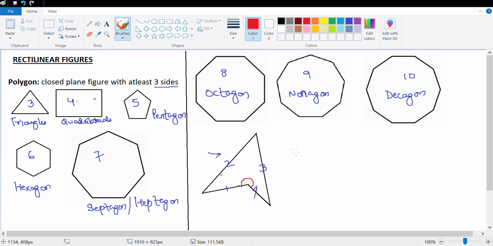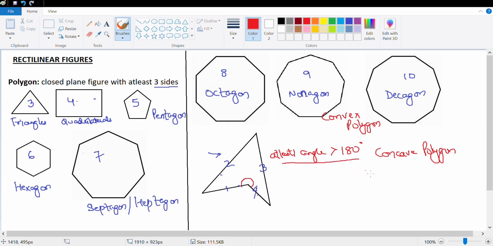So in this, one angle is more than 180 degrees. This could be one or more. So at least one angle is more than 180 degrees. Any such polygon is known as a concave polygon. And the type of polygon that we've talked about till now, these are basically convex polygons. In this, no angle is more than 180 degrees. In this, at least one angle is more than 180 degrees. These are known as concave polygons.